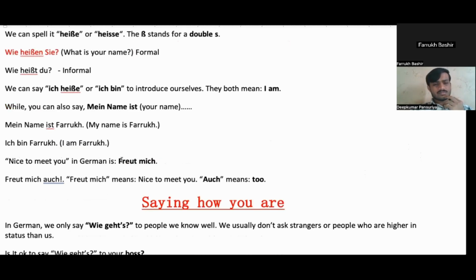And the next expression is freut mich, which means nice to meet you. And if I want to ask you, I can use freut mich auch. Freut mich auch, nice to meet you too. Auch means also. Here we can use it as too.